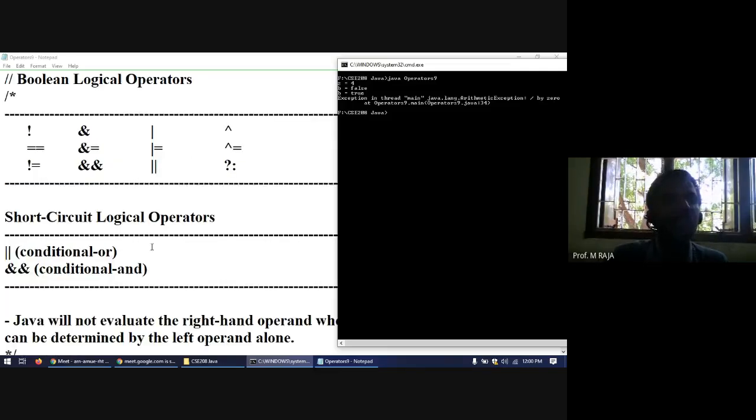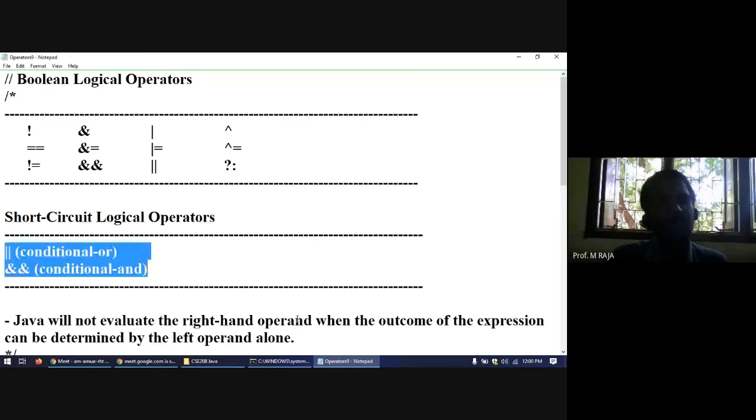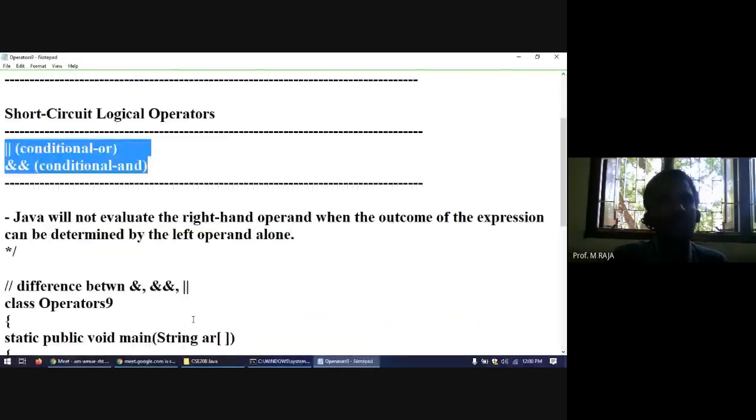So the purpose of the short circuit logical operators is that the left hand operand is evaluated. If the left hand operand determines the final result of the short circuit logical expression, the right hand operand will never be executed. That is the rule.